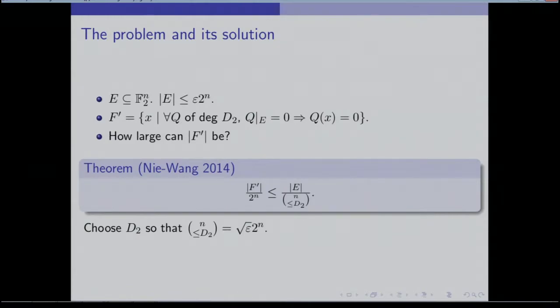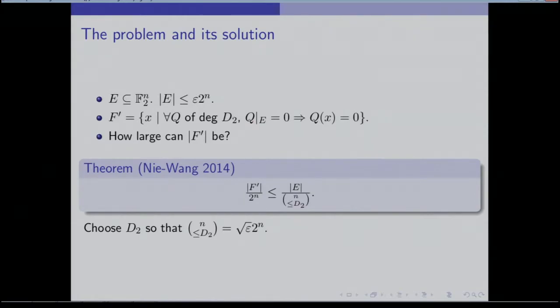E, the error set, gives the constraints. The number of monomials, or the number of variables in our system of linear equations, is something like n choose at most d2. It's the number of coefficients of monomials of degree at most d2. And E is a system of constraints because we are forced to vanish on E. The number of consequences of the system of linear constraints, which is the cardinality of f prime, as a fraction of the entire space is less than or equal to the number of constraints divided by the number of variables. So if you choose your parameter suitably, you can ensure that the number of variables in your system of linear equations is much larger than epsilon times 2 to the n.